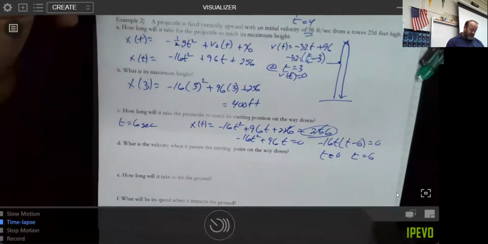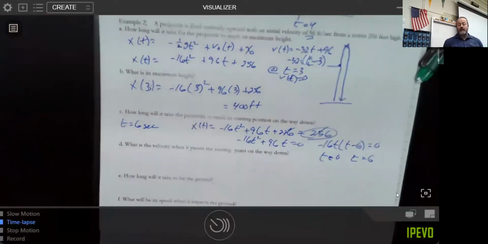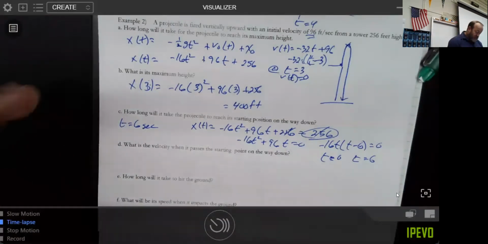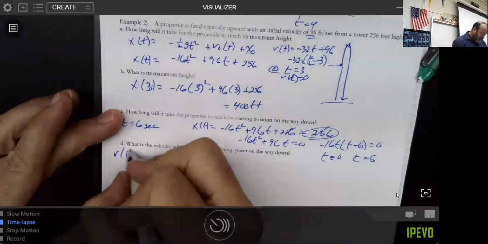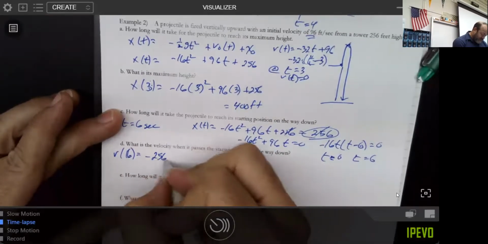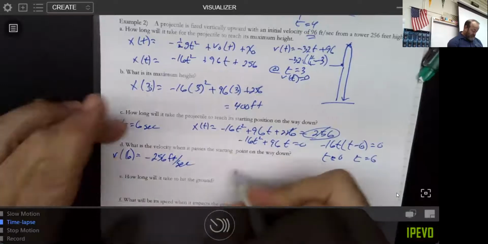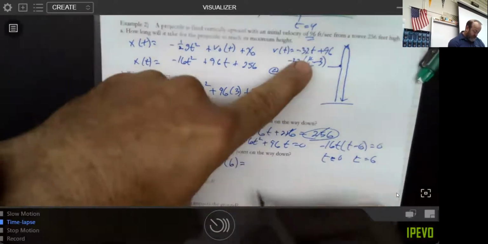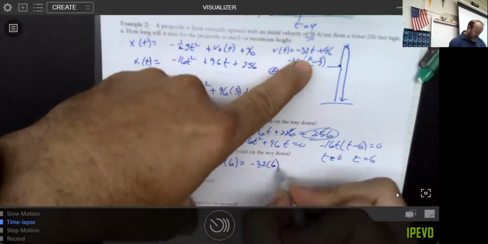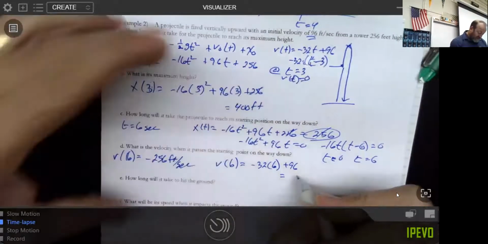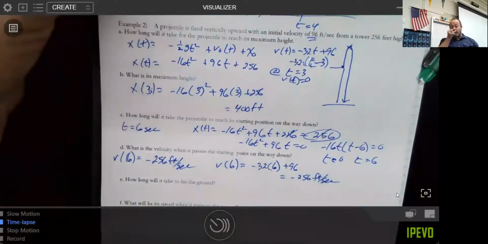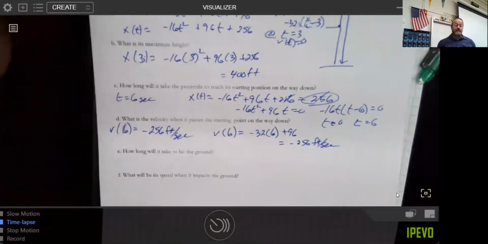So then what is the velocity when it passes the starting point on the way back down? Again, logic tells me that if it was going up at 256, it has to come right back through that same value on the way down. So I should know that v of 6 should be negative 256 feet per second. But again, we could just do v of 6 and take our velocity equation, which we have written right up here, which was negative 32t plus 96. And that does, in fact, give me negative 256. So you don't have to just trust your logic. You can actually go ahead and trust the equations that we've derived.